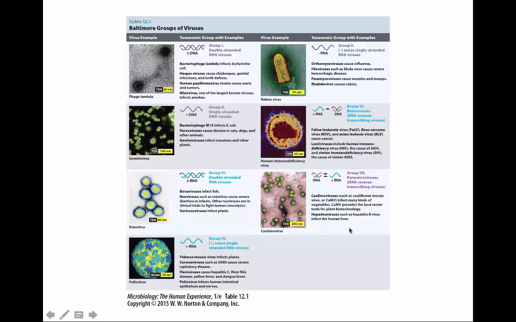And then our last category, group 7, these viruses include hepatitis B virus, but otherwise a lot of plant viruses. And these are DNA viruses that go back and forth between a positive RNA virus and a double-stranded DNA virus. They have two different forms of the genome. Okay, so those are different kinds of virus genomes we can have.